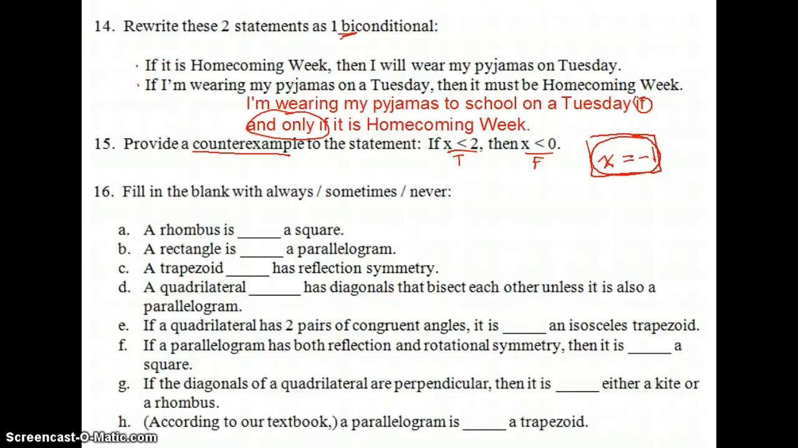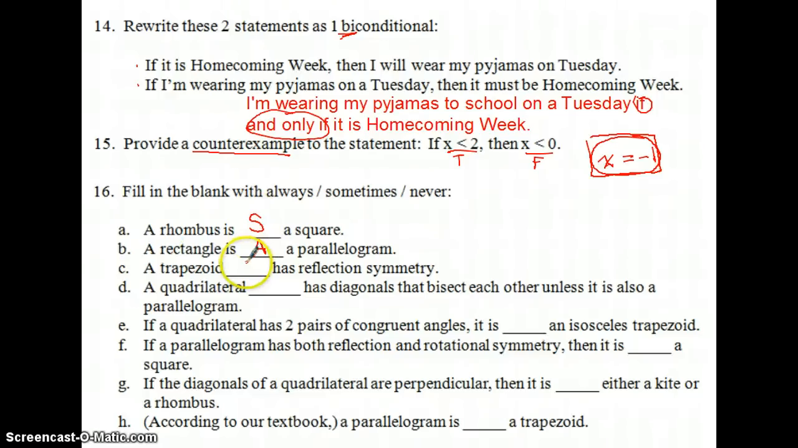Alright, last couple of problems. A rhombus is how often a square? A rhombus doesn't have to be a square because it doesn't have to have right angles, but a square is a rhombus, so it's at least sometimes. A rectangle being a parallelogram has to be, because the opposite sides will have to be congruent. Or sorry, well, opposite sides are congruent, yes, but also they'll have to be parallel.